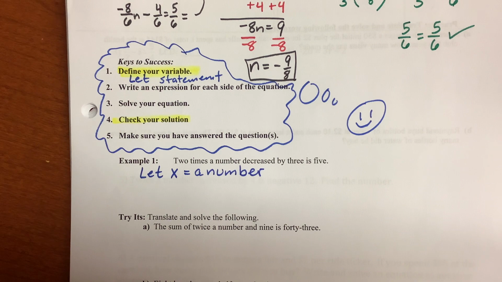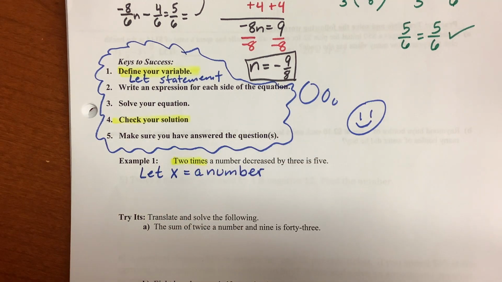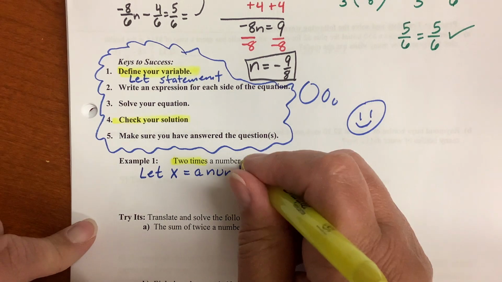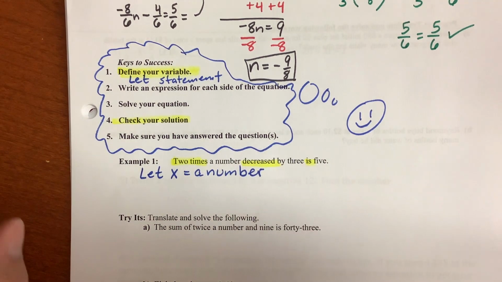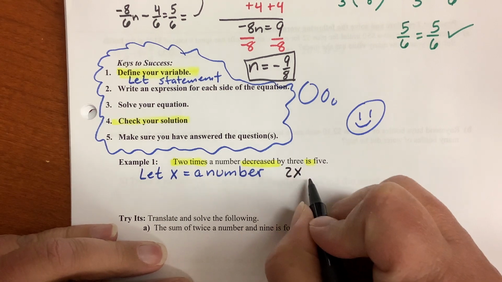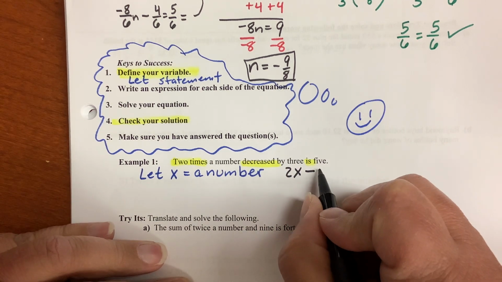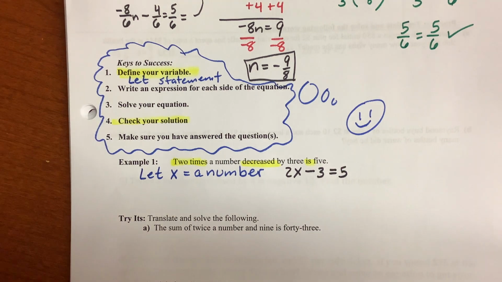So it starts with 2 times a number. That means you're going to multiply by 2. Decreased by 3 is 5. Okay, now I got to write myself an equation over here. 2 times x decreased by 3 is 5. All right, 2x minus 3 is 5.